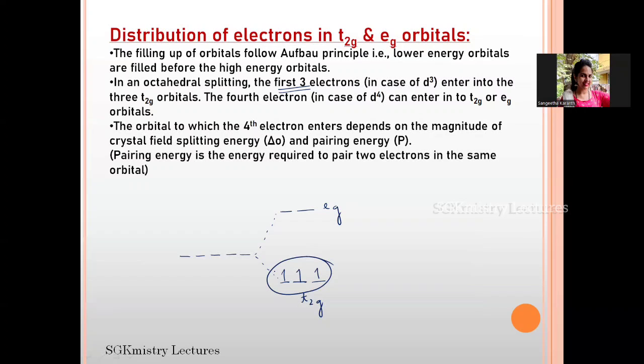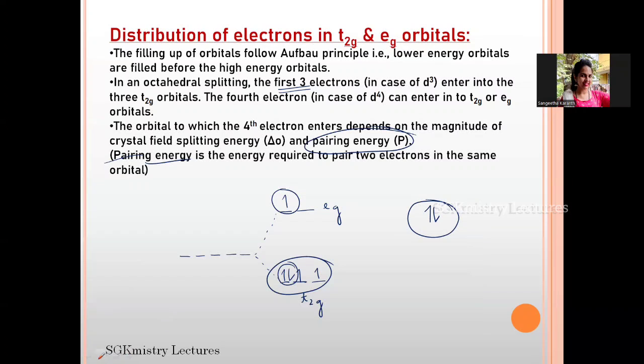Now the question comes when we are talking about the 4th electron. Whether the 4th electron will go here or whether there will be pairing. So this is what we have to understand. In this case, we have to talk about one more type of energy, which is called pairing energy. Pairing energy is nothing but the energy required for the pairing of 2 electrons that will be paired in the same orbital. Okay, that is called pairing energy.